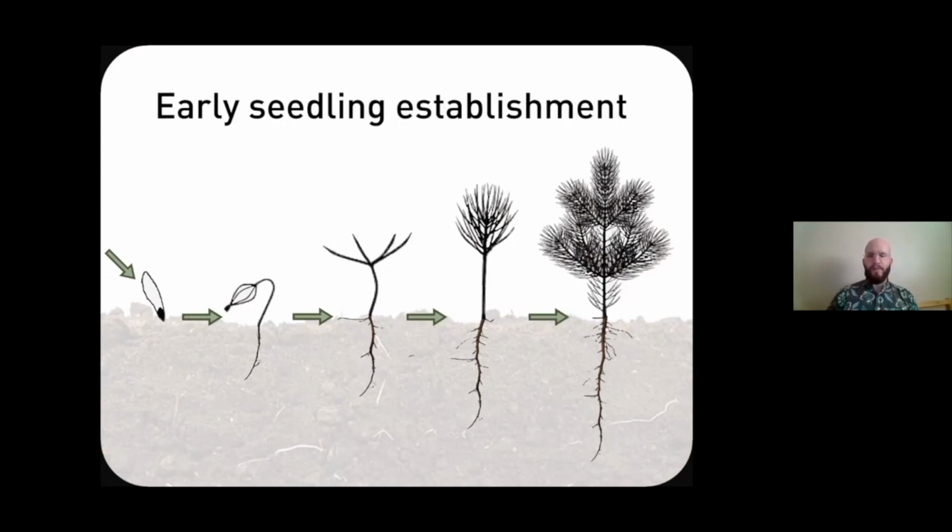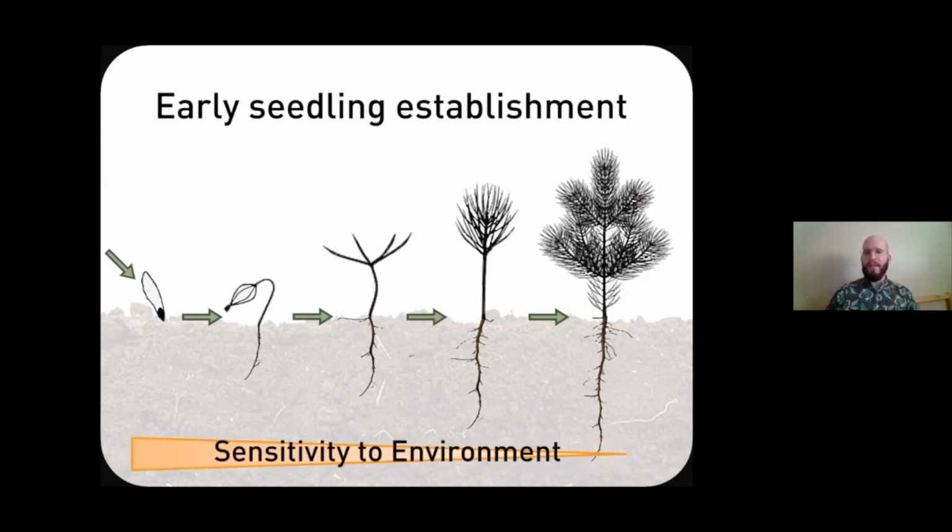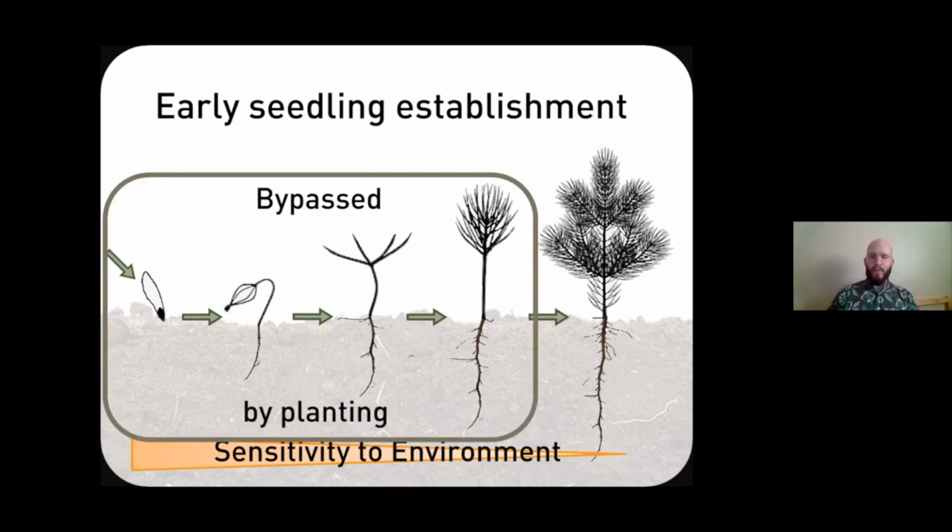And as the tree seedlings progress, perhaps they're more resilient to stress. So you can imagine that these smaller seedlings can't withstand more stressful environments, whereas the larger seedlings, which would be representative of what we're planting, might be more resilient to stress. On the flip side, we can think of this as the sensitivity of these tree seedlings to the environment. So by planting, we can bypass these more delicate, more sensitive stages, and hopefully give trees more of a chance to develop.